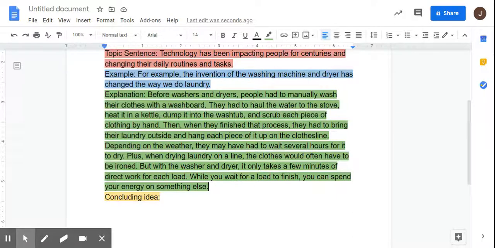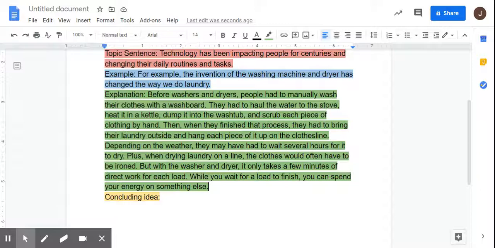Before washers and dryers, people had to manually wash their clothes with a washboard. They had to haul the water to the stove, heat it in a kettle, dump it into the wash tub, and scrub each piece of clothing by hand. Then, when they finished that process, they had to bring their laundry outside and hang each piece of it up on the clothesline. Depending on the weather, they may have had to wait several hours for it to dry.